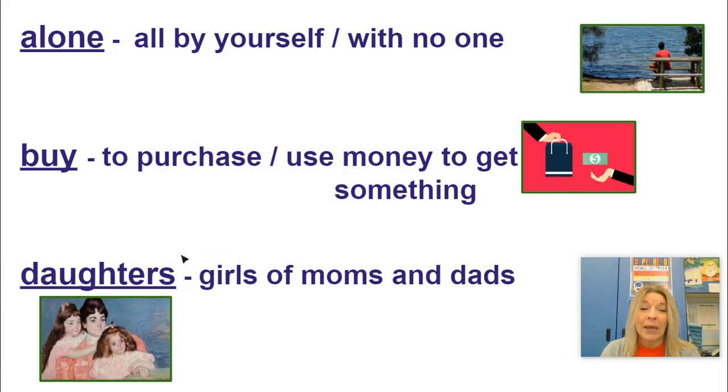The last word on this slide is daughters. Can you say that? Very good. And daughters are girls of moms and dads. So moms and dads would call the girls in their family their daughters. And notice daughter is the base word. Daughter is a noun, it's a person. And when I add that S, it's a plural noun. It's more than one. So let's say these three words one more time. Let's do it together. Alone, by, daughters. Excellent job.